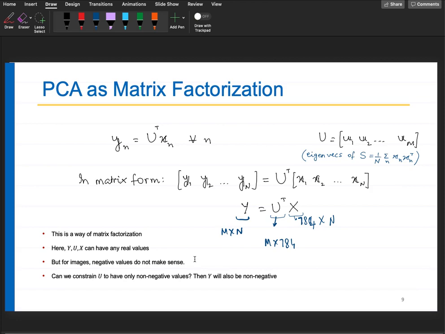For images, negative values do not make sense. Can we constrain U to have only non-negative values, so that my Y will also be non-negative? Basically, I want to constrain my U and X and Y, all of them, to be non-negative. Y is anyway non-negative for images and for so many other cases. I'll discuss more examples a little later. So in this way, PCA cannot be used for non-negative constraints, but it can be used where negative values are allowed.